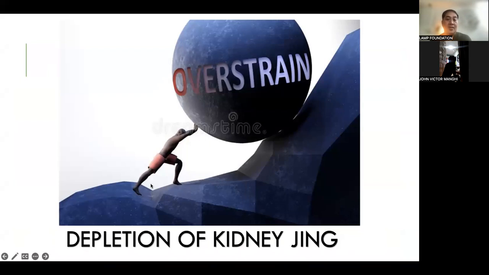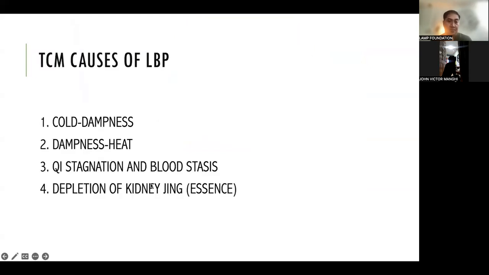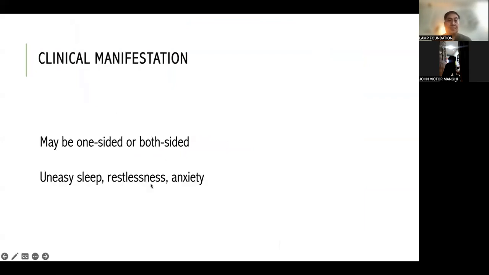Depleted kidney essence is unable to nourish tendons and channels in the lumbar region, and this can lead to low back pain. Depletion of kidney essence may result from inadequate innate endowment complicated by overstrain, weakening by protracted illness, senescence, or unrestrained sexual indulgence. So to summarize, the TCM causes of LBP are cold dampness, dampness heat, chi stagnation and blood stasis, and depletion of kidney jing.